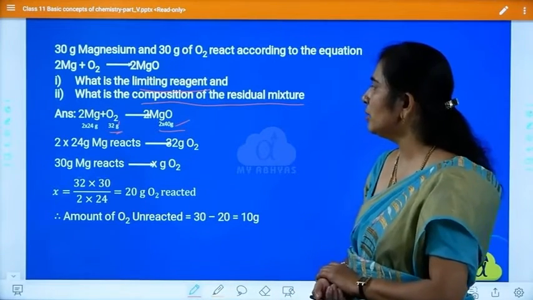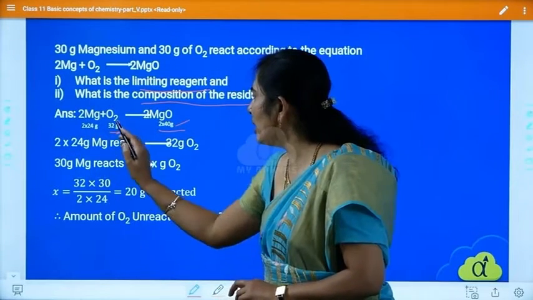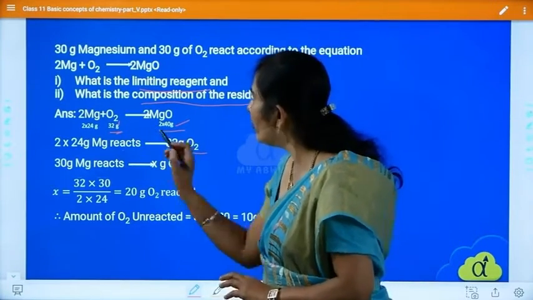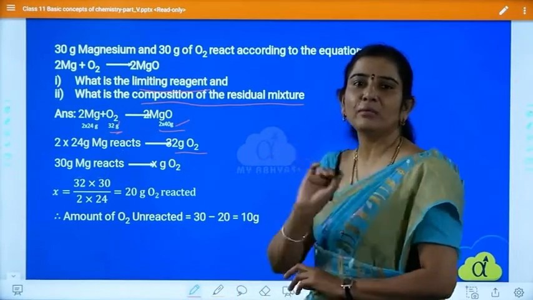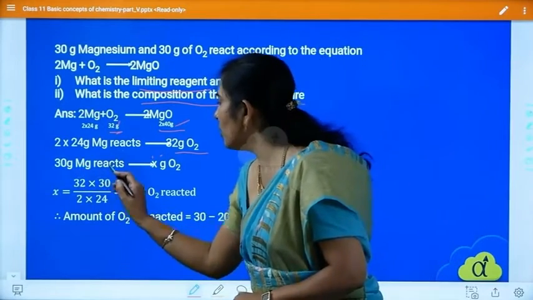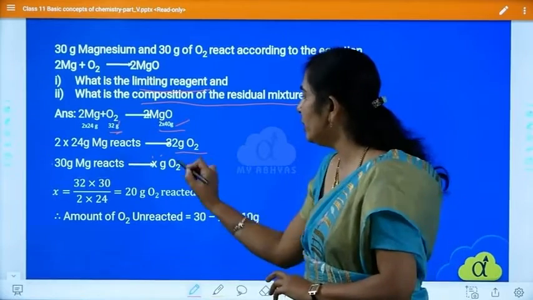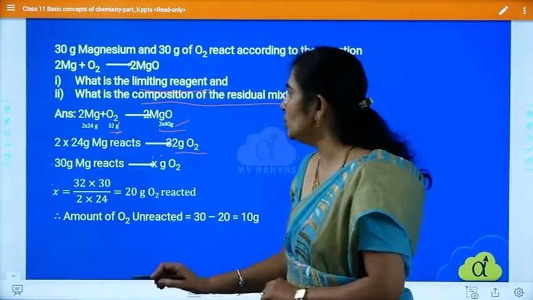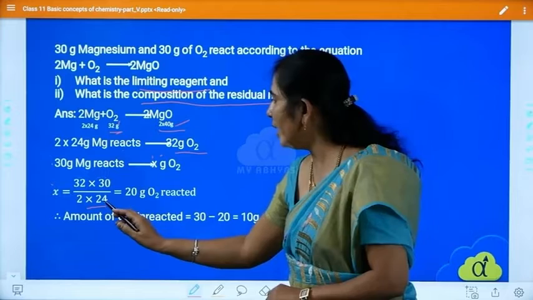So what is the meaning here? See here, 2 moles of magnesium react with 32 gram of oxygen. That is the meaning. If it is the case, 30 gram of magnesium reacts with how many grams of oxygen? So here you can write, 30 gram of magnesium reacts with X gram of oxygen. You need to find out X.